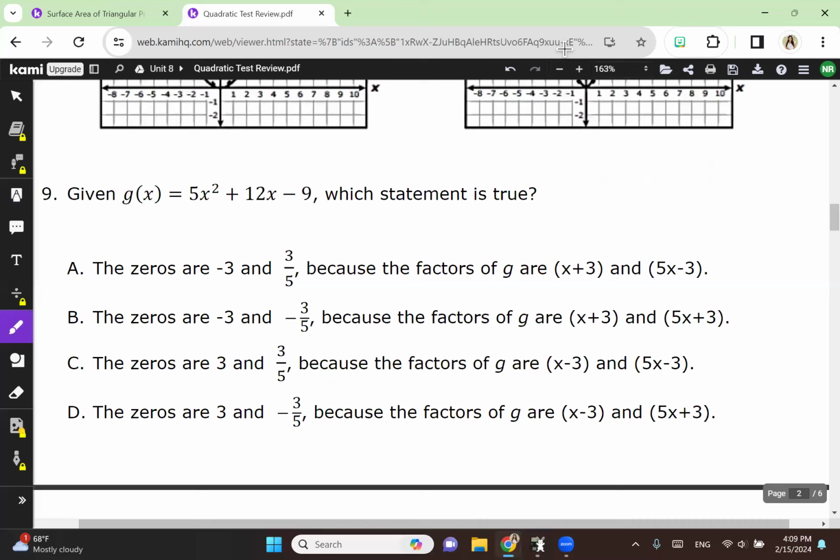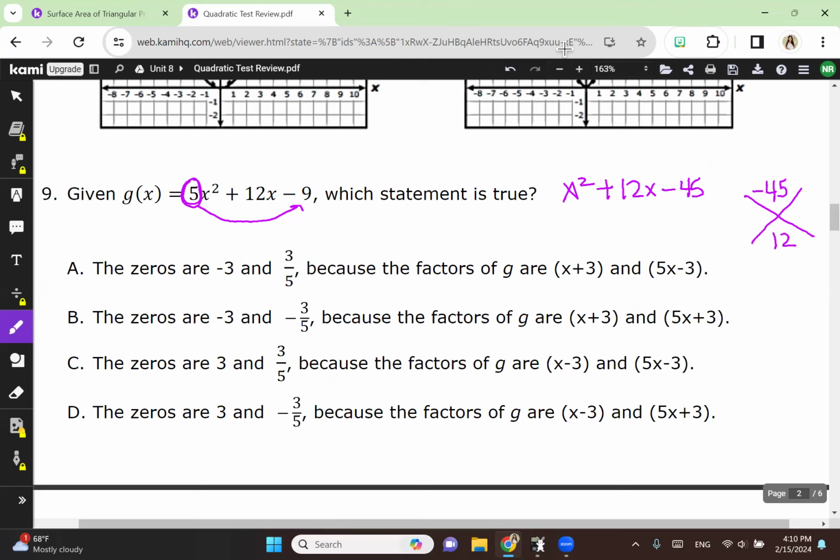Which statement is true given 5x squared plus 12x minus 9? I showed you guys in class. With any trinomial, you can either use the diamond method or kidnap. We're going to kidnap because there is a number in front of x squared. So that changes it to x squared plus 12x minus 9. Put that in your diamond. Oh, not minus 9, minus 9 times 5, 45, -45.